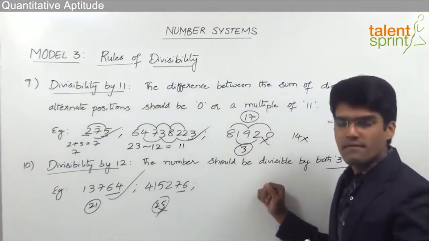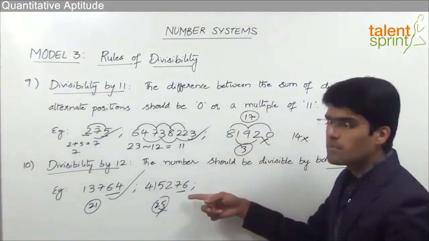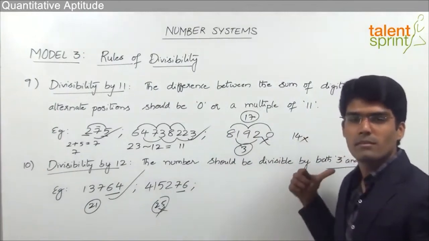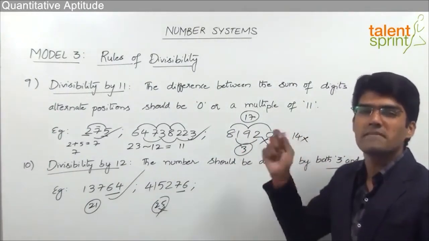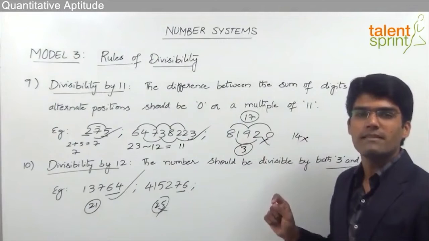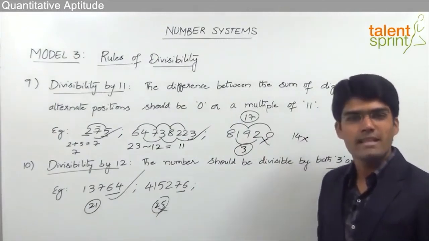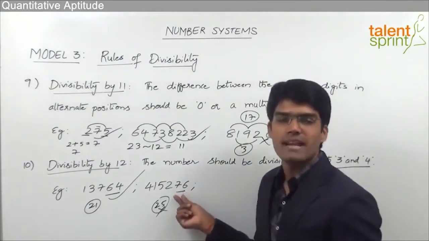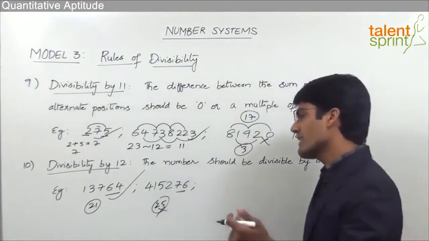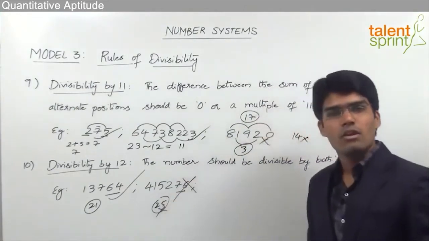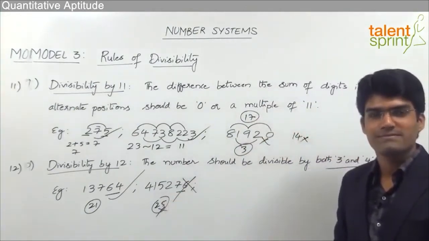And if it is not divisible by 3, even though it is divisible by 4, then it cannot be divisible by 12. Why? Because for a number to be divisible by 12, it should satisfy the conditions for 3 as well as 4. So the condition for 4 is satisfied, but not for 3. So we can say that this number cannot be divided by 12.